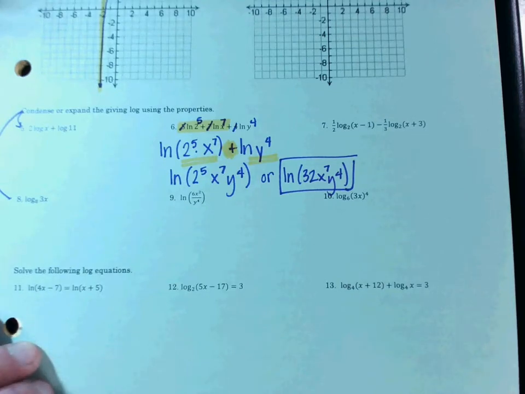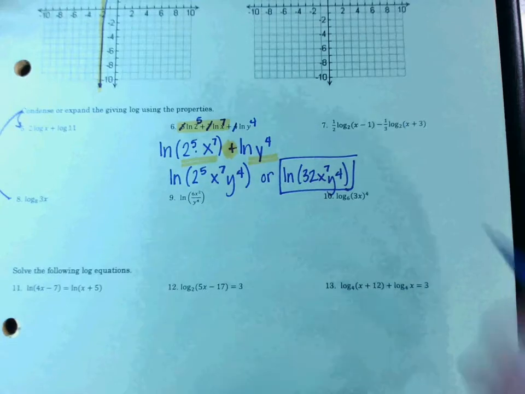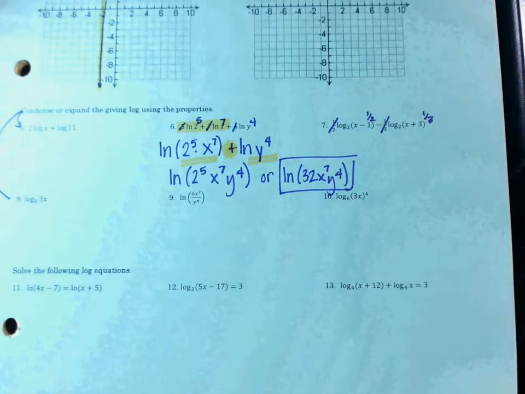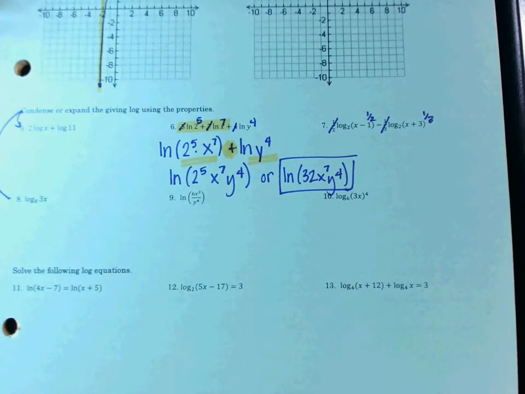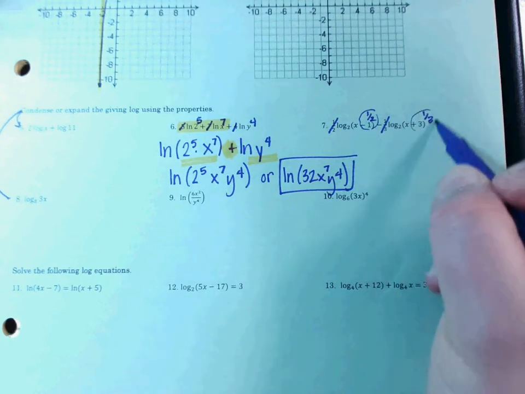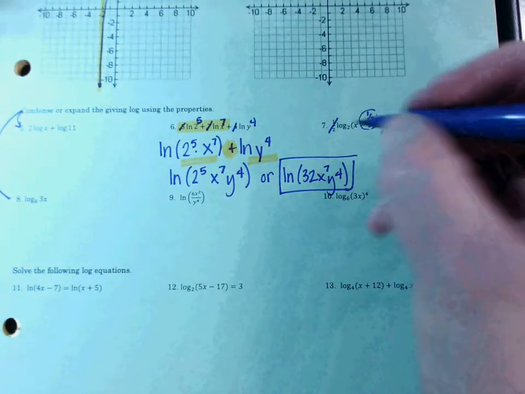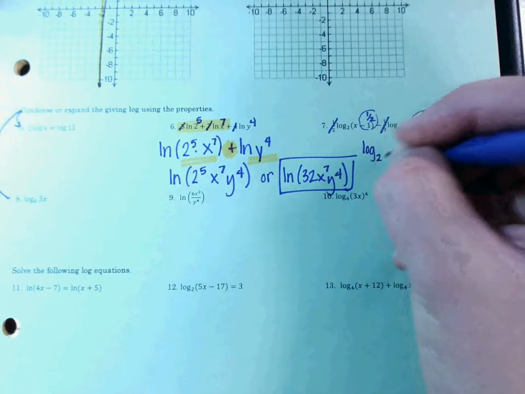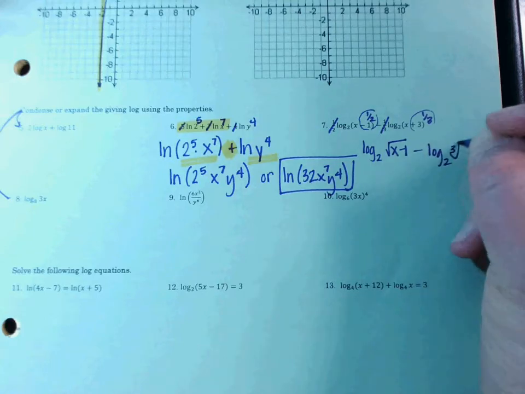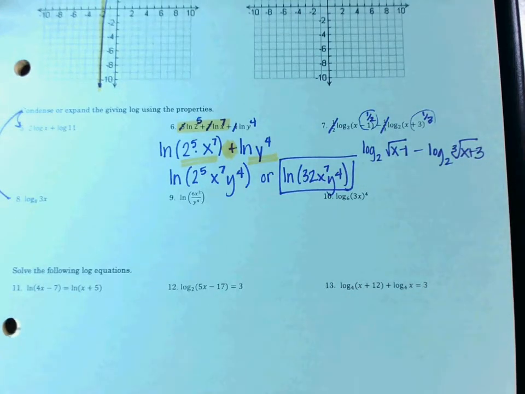All right, take a look at number 7. First thing I'm going to do is move these fractions up. My 1/2 bumps up, my 1/3 bumps up. Then the other thing that you should remember is that a 1/2 power is the same as what type of root? 1/2 is a square root, and what about 1/3? Cube root. So really I have log little 2 of square root x minus 1 minus log little 2 of cube root x plus 3. So I move my 1/2 and my 1/3 up, and then I turn them into roots to get rid of the power.